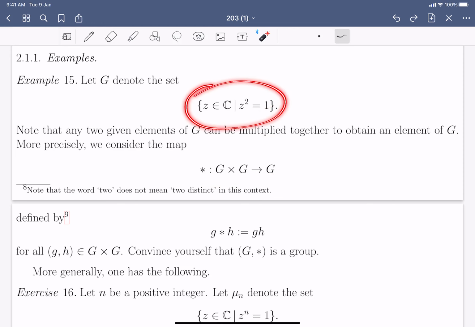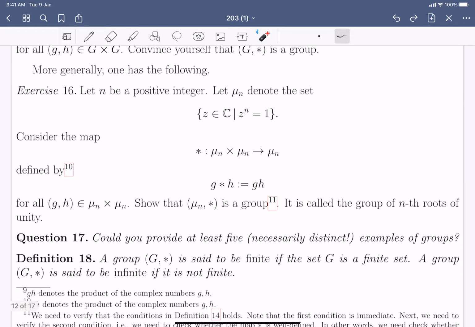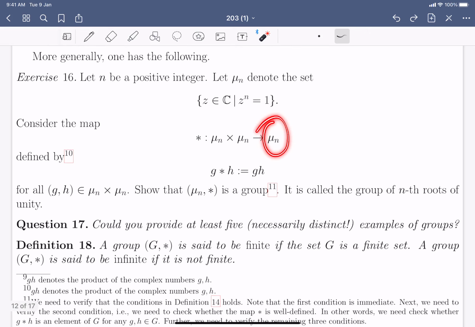This G, which consists of solutions of z square equal to 1 in C, combined with respect to multiplication. And if you consider the set of solutions of the equation z power n equal to 1 inside C, then this set forms a group with respect to multiplication of complex numbers. This is called the group of nth roots of unity that you know, and it is customary to use the symbol mu sub n to denote this group.